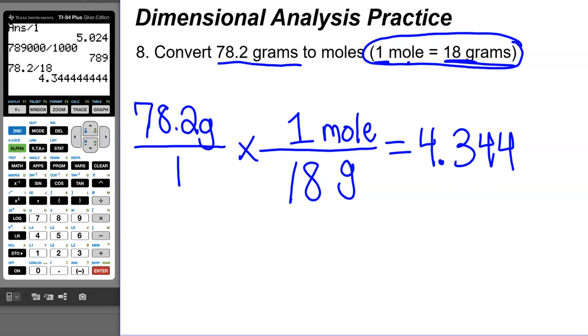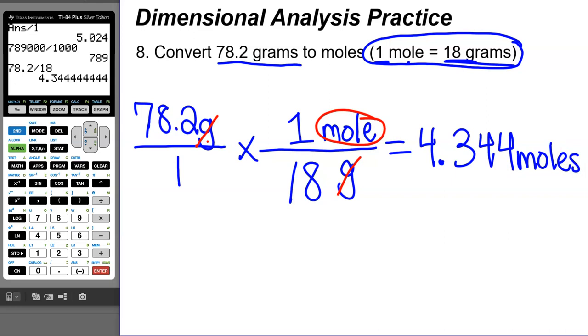So now let's figure out our units. We have grams in the numerator and grams in the denominator, so they will cancel out. And we're just left with moles. So we converted into this new unit of moles. M-O-L-E-S, or M-O-L is the abbreviation.